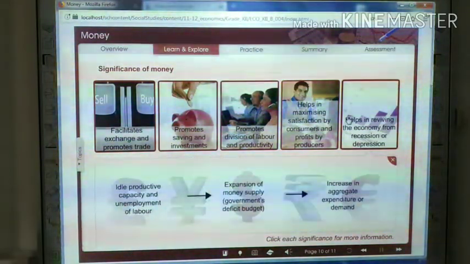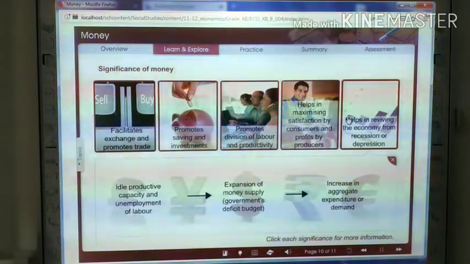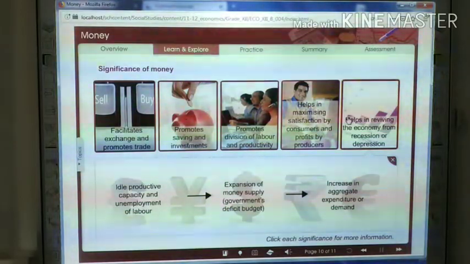Helps in reviving the economy from recession or depression. Idle productive capacity and unemployment of labor. Expansion of money supply, say through government's deficit budget financed by the creation of new money, increases aggregate expenditure or demand. This would help the economy to recover from recession.